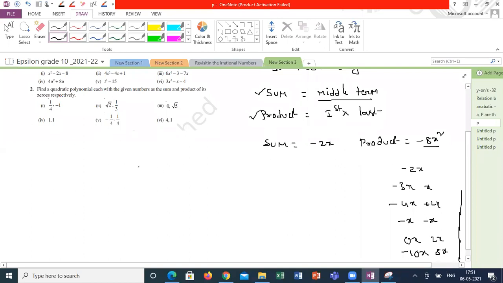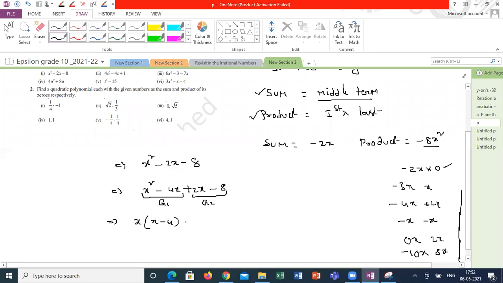Which combination will we use? Sir, minus 4x plus 2x, sir. This is minus 2x, and 0 will be 0, minus 3x and x is minus 3x square, minus 4x plus 2x square is minus 8x square. So I am splitting this as minus 4x plus 2x minus 8. Now I am grouping the terms. This is my group 1, this is my group 2. From group 1 I am taking x common, x minus 4. From group 2 I am taking 2 common, x minus 4. Finally, I am getting the factors of this equation: x minus 4 into x plus 2.